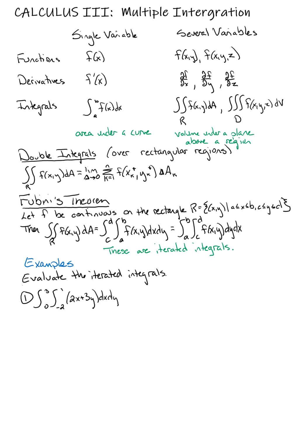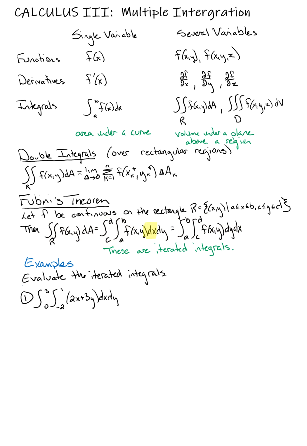We'll let f be a continuous function on the rectangle R, which is defined by x and y, where x is between a and b and y is between c and d. Then we can take this double integral over R of f of x, y dA and rewrite it as the integral from c to d, and then the integral from a to b of f of x, y dx dy, or we could write it as the integral from a to b and then the integral from c to d of f of x, y dy dx.